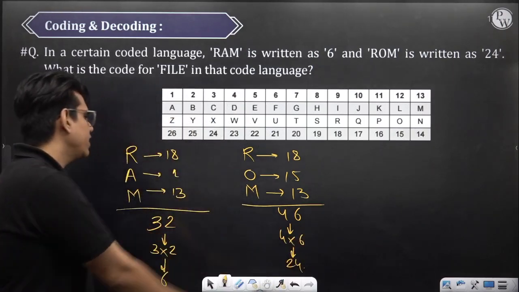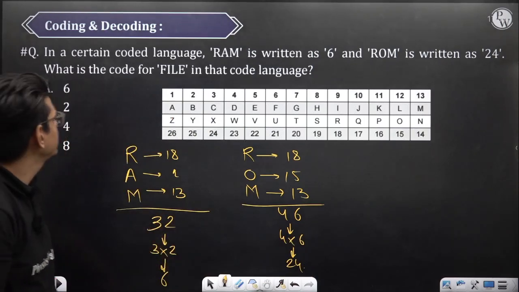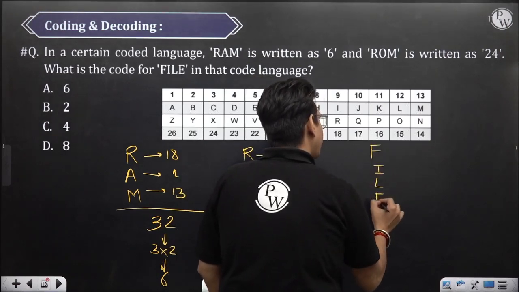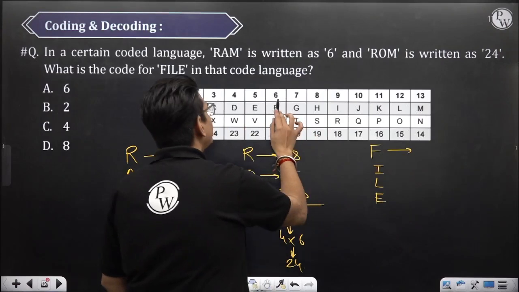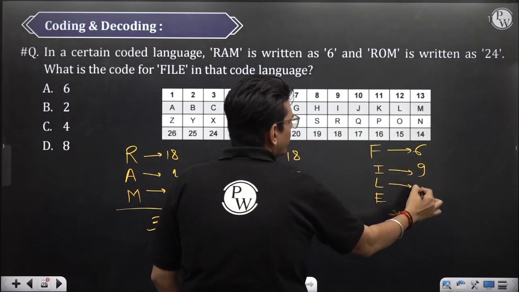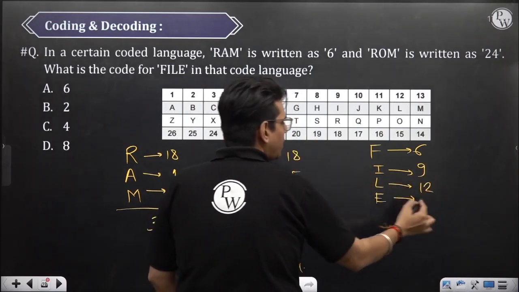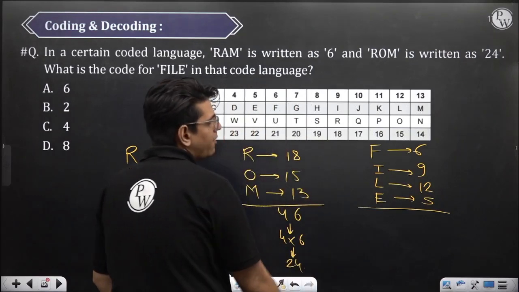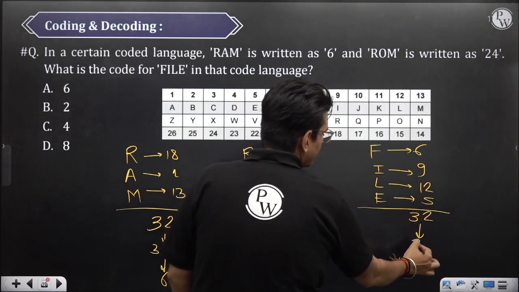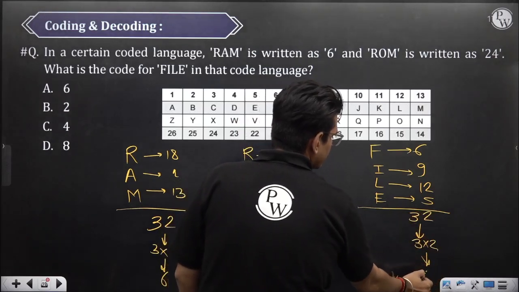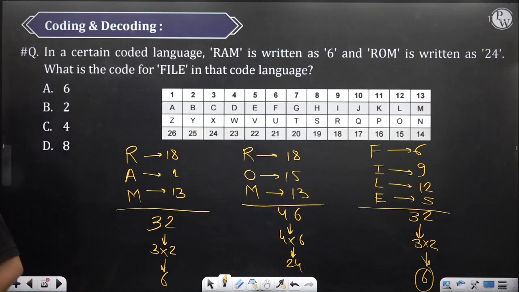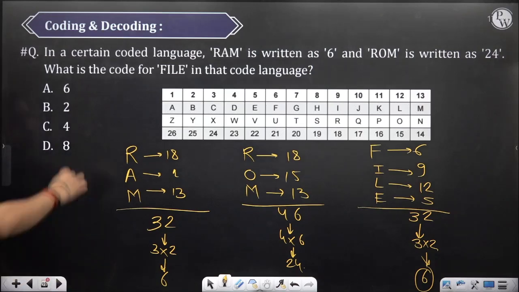So this is the verification that the pattern is following like this. Now we need to do the same thing for file. For file, what is F? F is my 6. I is my 9. L is my 12 and E is 5. Okay. So the sum is what? 17, 26, 32. This is nothing but 3 into 2, which is 6. So 6 is our answer.